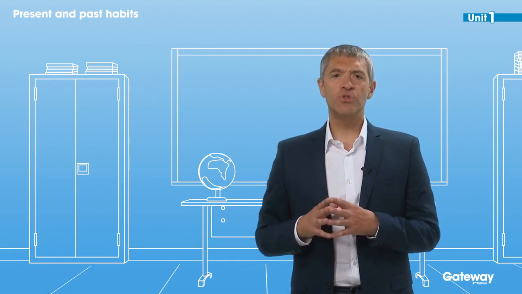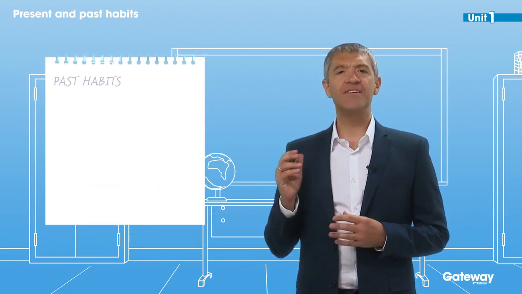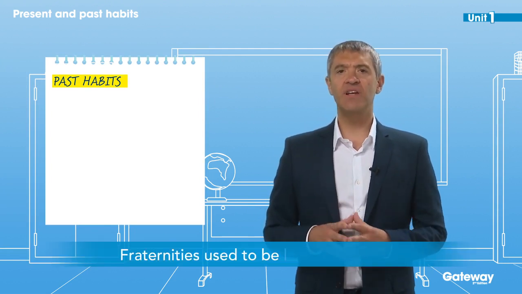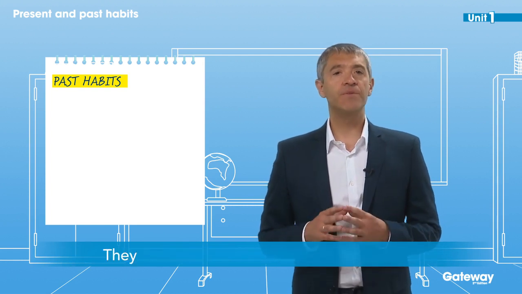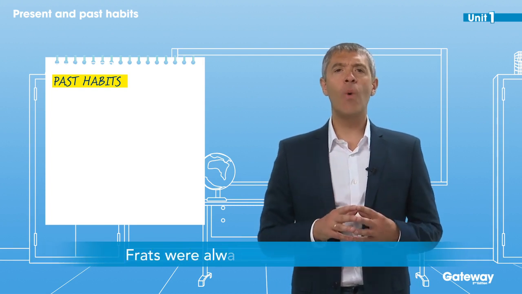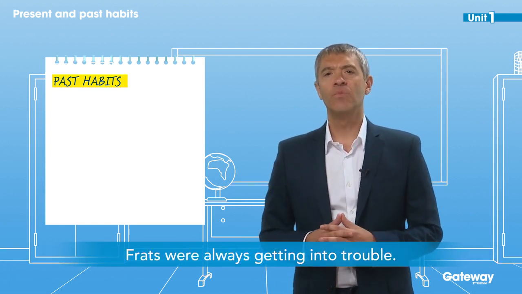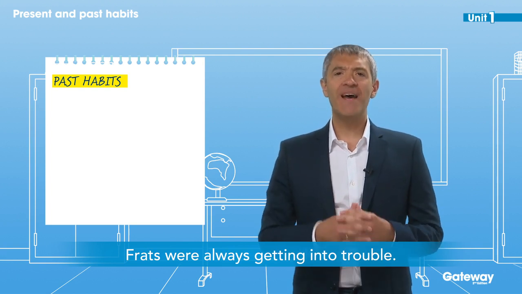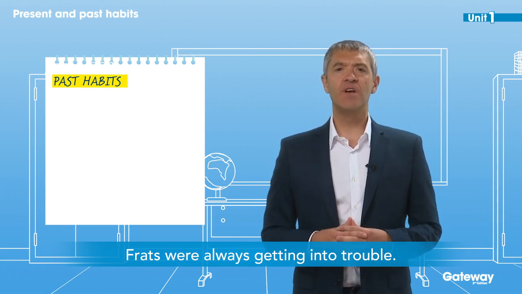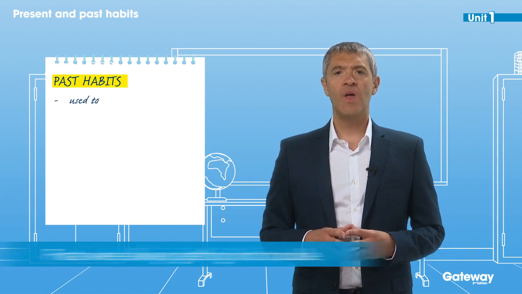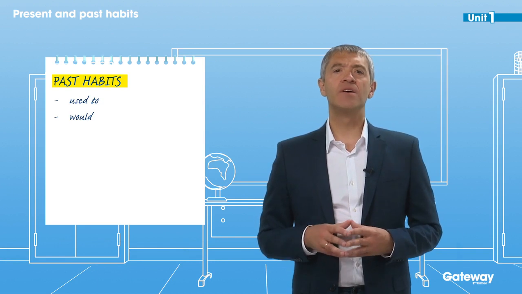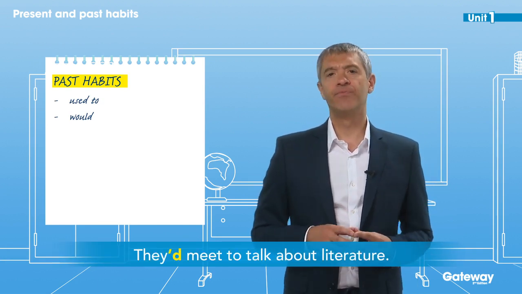The two students also talked about fraternities and sororities in the past. For example, they said that fraternities used to be literary societies. They'd meet to talk about books and writers. And frats were always getting into trouble. Those sentences all describe past habits. As you know, a typical way to talk about past habits is used to. And another way is to use would. So for example, we said they'd meet to talk about literature.